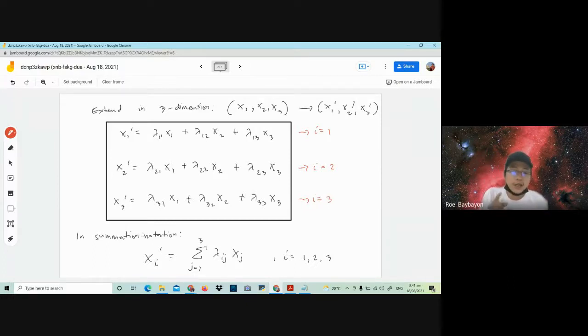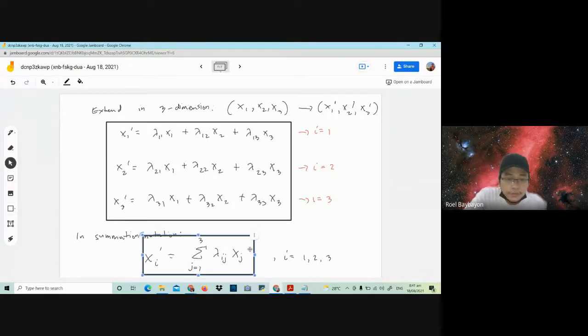So nakoy when j is equal to 1, so nakoy lambda 11 x1. Tama ba? Sakto ba? Nakita ninyo ang pattern. Ngano nasulat na ko sa into this summation notation. Nakoy when i is equal to 1, so nakoy x1 prime, which is the equation 1. This is the first equation. x1 prime is equal to lambda 11 x1. Kani lambda ij, i is 1, j is 1 una, xj is x1. So nakoy lambda 11 x1 plus lambda 12 x2 plus lambda 13 x3.